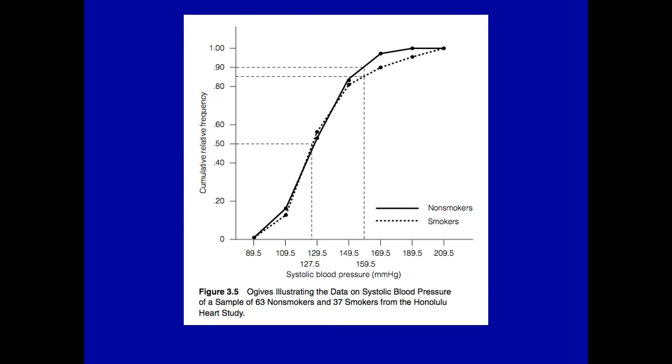Here's an example of what an ogive might look like, or a cumulative frequency polygon. This particular ogive is illustrating the data on systolic blood pressure in smokers versus non-smokers in the Honolulu Heart Study, which is actually one of the data sets we use in this class for homework. So here it looks like the x-axis is the systolic blood pressure measured in millimeters of mercury. The starting value is 89.5, and then our highest value is 209.5.